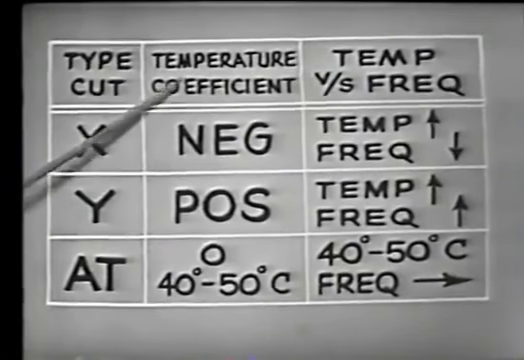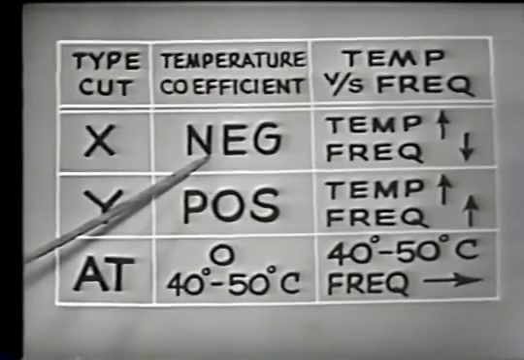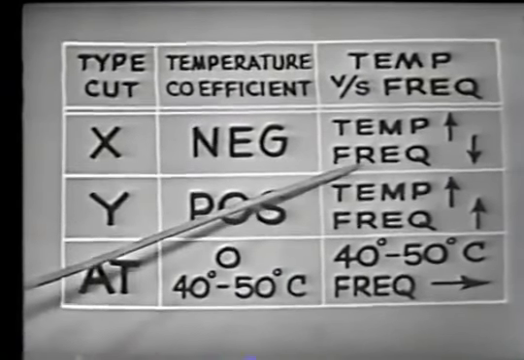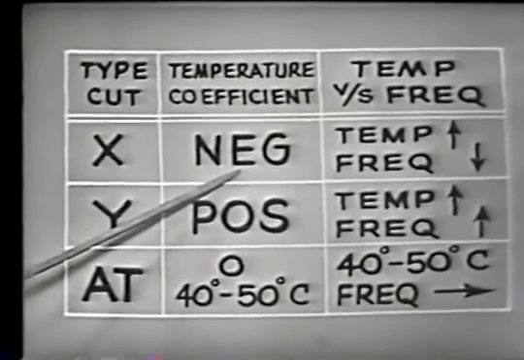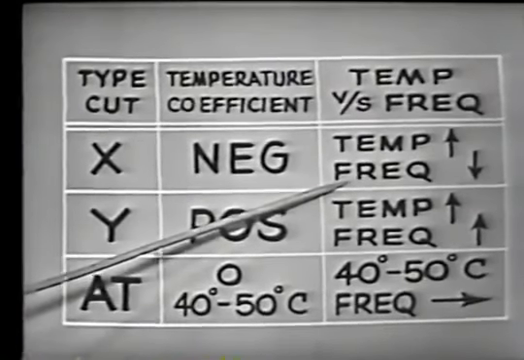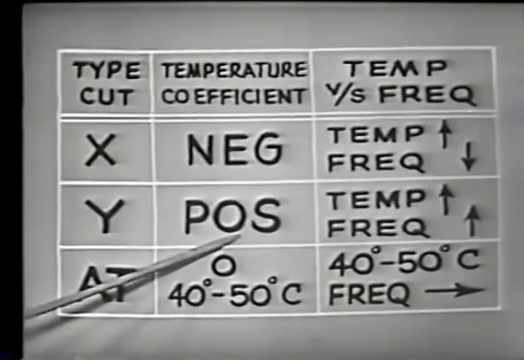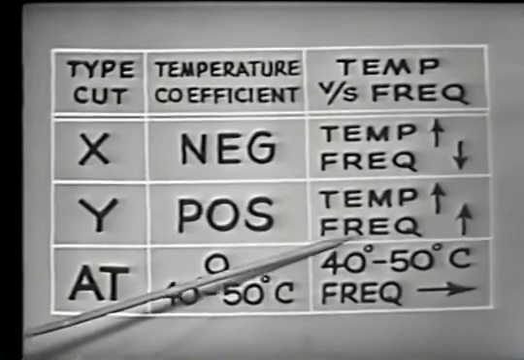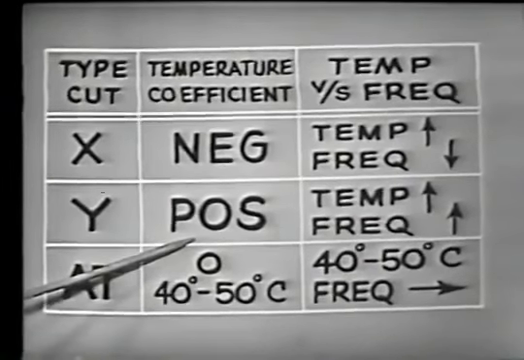The temperature coefficient of the X cut is negative. This means that if temperature about the crystal increases, the crystal frequency will decrease, a negative temperature coefficient. An increase in temperature, a decrease in frequency. The Y-cut crystal has a positive temperature coefficient. If temperature increases, the frequency increases also, a positive temperature coefficient.